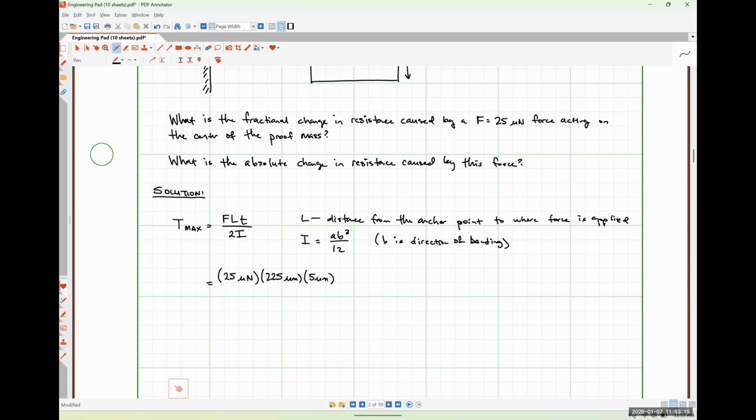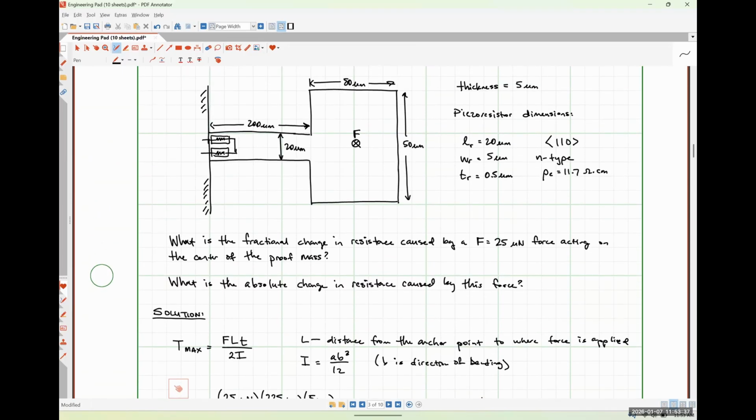Then we're going to have a factor of 2 down here. And now I'm going to put in my I stuff. So what do you guys think a is going to be here? If b is the direction of bending, b is indeed the thickness. And a is the 20 microns, so the width of the beam. Exactly right. Yep.